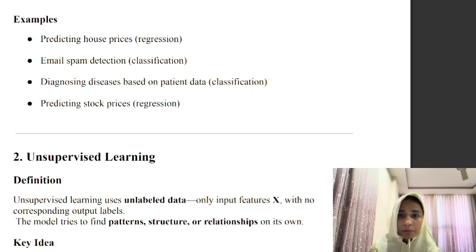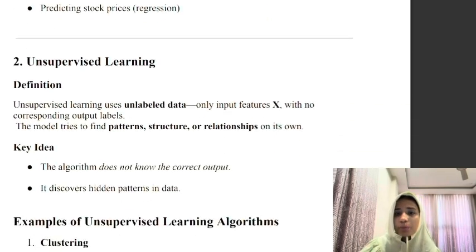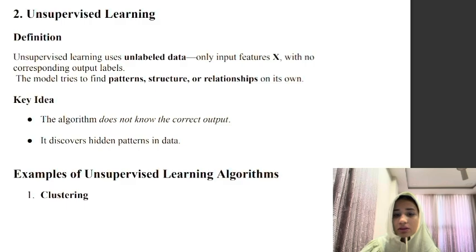Now, what is unsupervised learning? Unsupervised learning uses unlabeled data: only input features X with no corresponding output labels. So we have input features X which have no corresponding output labels. The model tries to find patterns, structure or relationships on its own.